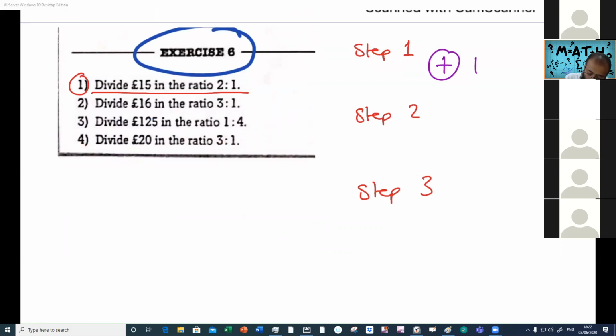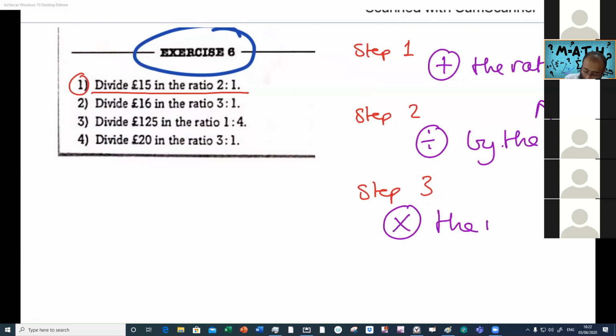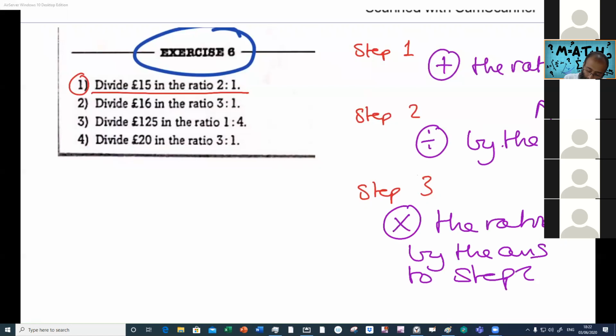You have to add the ratios together. What's the second step? Then you have to divide by the number from step 1. And what's step 3? Step 3 is you have to times the ratio by the answer to step 2. And so you have to do 2 plus 1, which is 3. Then you have to do 15 divided by 3, which is 5.